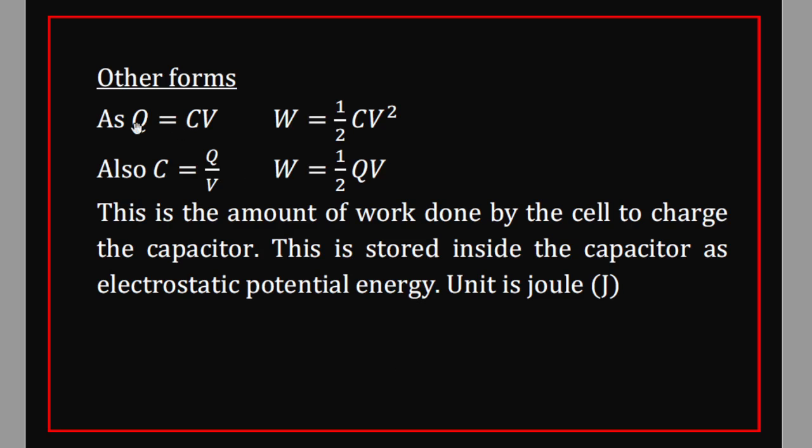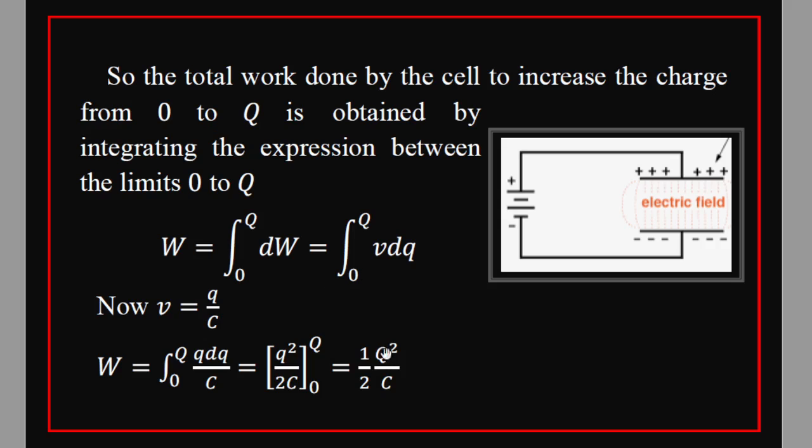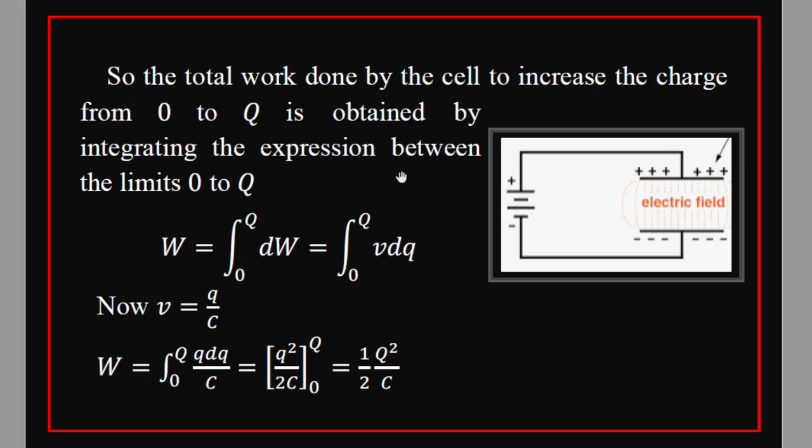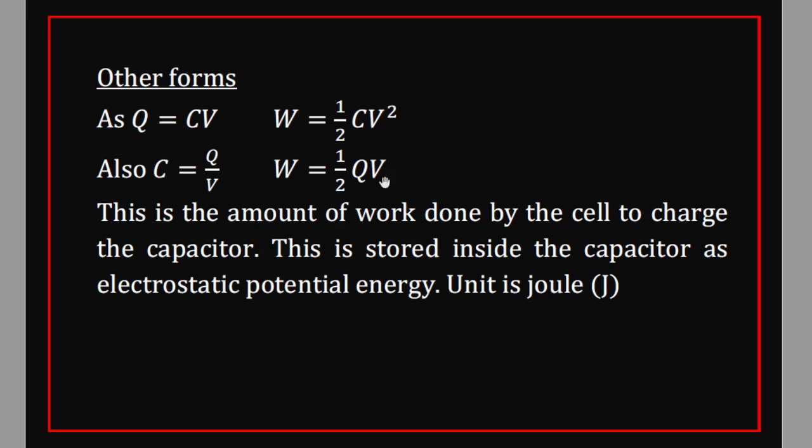This formula can also be rewritten, because Q is equal to CV. So this equation is in terms of Q and C. By making Q equal to CV here, it becomes C square V square by C. So cancelling C, we get half CV square. So this is another expression for the work done. Also, we can put C equal to Q by V, and we get W is equal to half QV. So all the three expressions, half Q square by C, half CV square, half QV, can be used for finding the amount of work done by the battery to charge a capacitor.